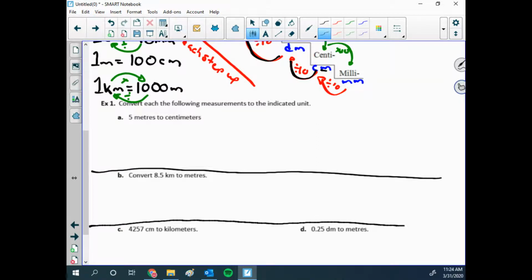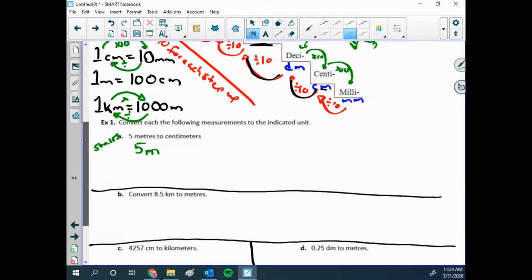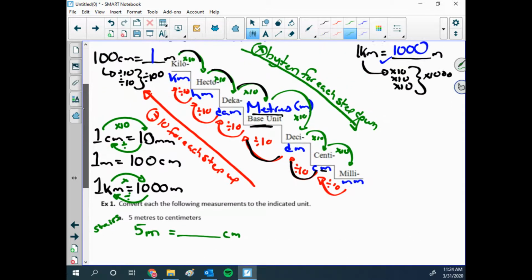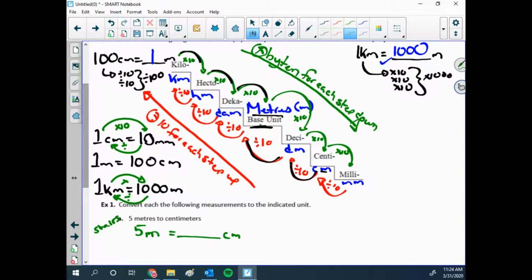Okay, so the first question says convert 5 meters to centimeters. And I'm going to use both strategies to show that I should be getting the same answer regardless of what strategy I choose. So 5 meters to centimeters. Let's use the staircase. So I'm going from meters. 5 meters equals how many centimeters? So I'll start off at 5 meters. And then I'm going to go down the staircase to centimeters.